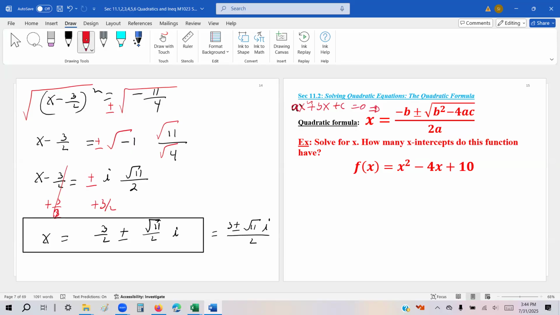If you can remember the quadratic formula correctly, it's good. So if you have ax squared plus bx plus c equals 0, and you are trying to solve for x, then x is negative b plus minus square root of b squared minus 4ac, over 2a. And then you substitute a, b, c from the equation.